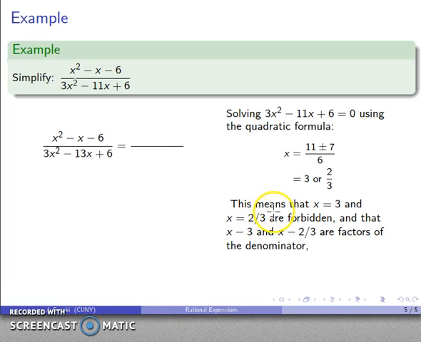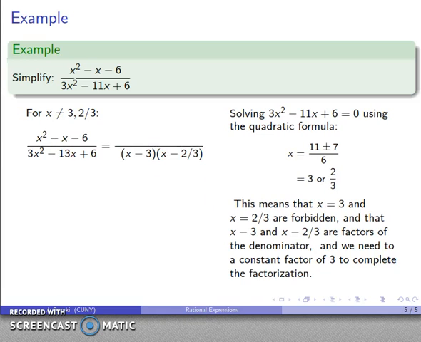values. I cannot allow x to be 3 or 2/3, but I also know that x minus 3 and x minus 2/3 are going to be factors of the denominator. So my denominator is going to look like x minus 3, x minus 2/3, and here I've made that note. I cannot let x be 3 or 2/3. Now, it's important to write this down because we're about to do something that's going to make that very critical.